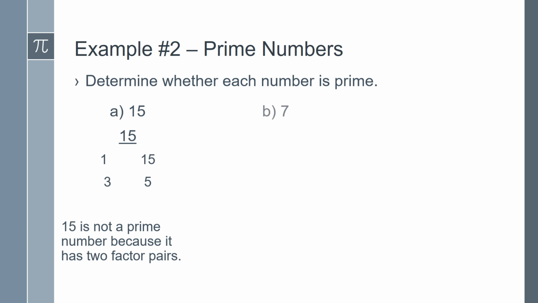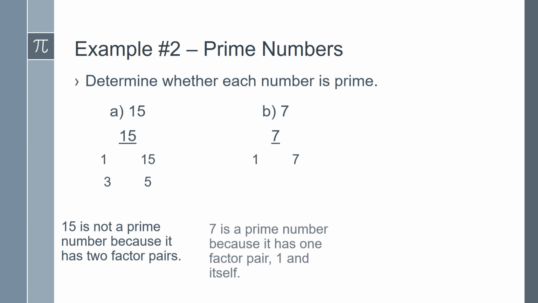Now let's try part B, the number 7. Start by writing down the first factor pair, 1 times 7, and then we'll try the number 2, which is not a factor of 7. 3 is not a factor of 7. 4 is not a factor of 7. 5 is not a factor of 7. And 6 is not a factor of 7. That brings us back to 7, so we know we're done. 7 is a prime number because it has one factor pair, 1 and itself.